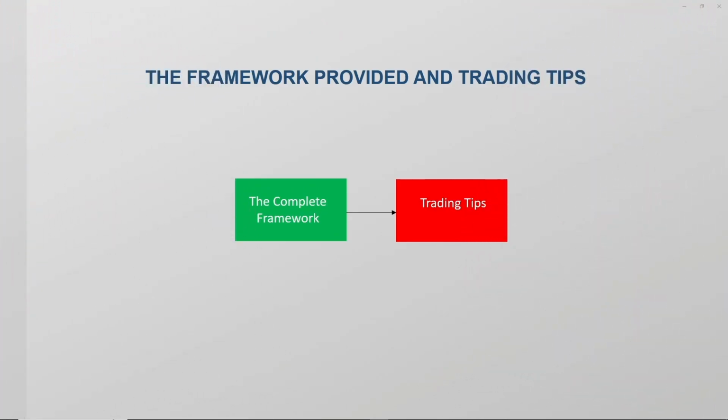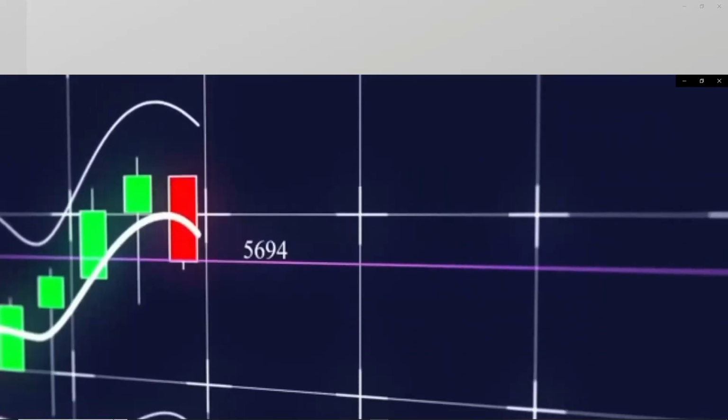The complete framework has two additional indicators, the MACD and the volume versus price indicator. Both of them are additional to the framework and can be removed if you so wish. Also, we will give you some trading tips. So let's begin.